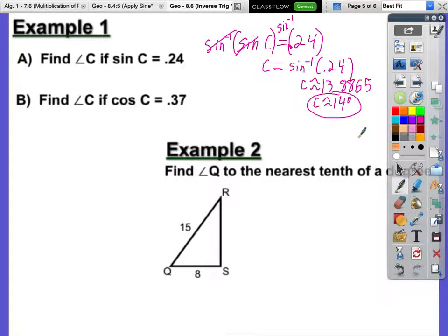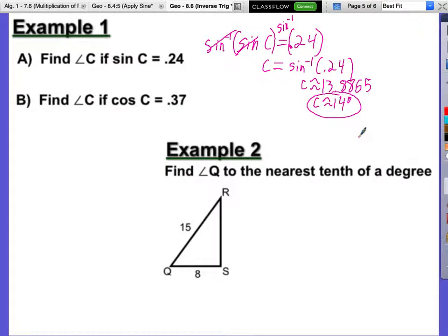So I want you guys to do letter B on your own, and then raise your hand when you're done, or have questions on letter B, okay? And once again, go to the nearest whole degree. Very good. Go ahead, check.